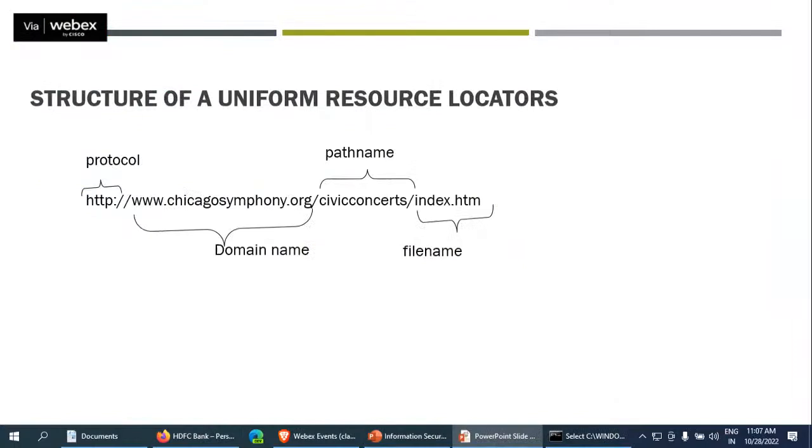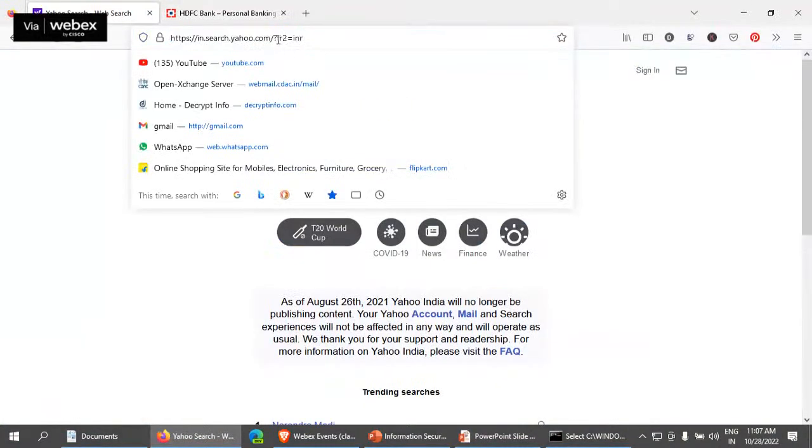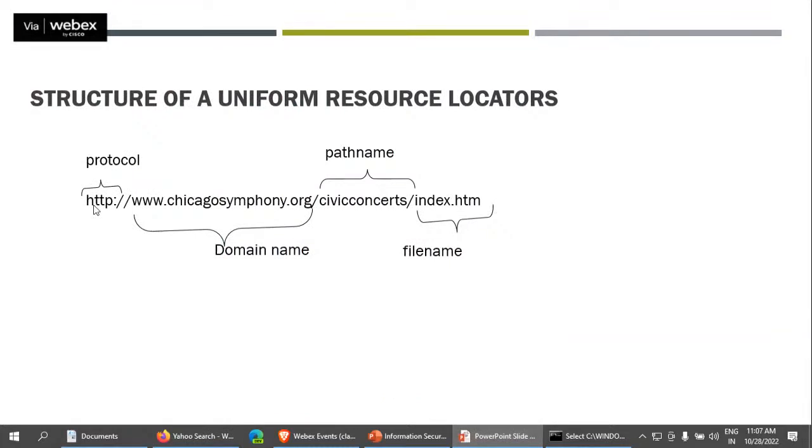Okay. What is the structure of a URL? What is a URL? Like we are using yahoo.com, this whole thing is called the URL. And if we bifurcate it, HTTP or HTTPS is the protocol, the service we are using to send a request. That is the domain name. ChicagoSymphony.org is the domain name. Chicago Symphony is a name, and .org is a domain.